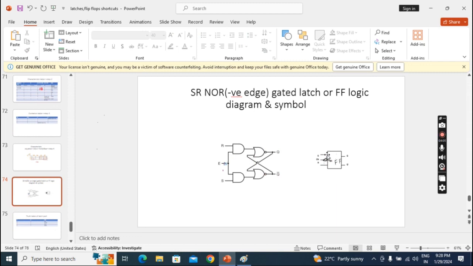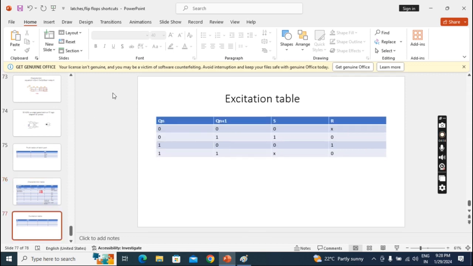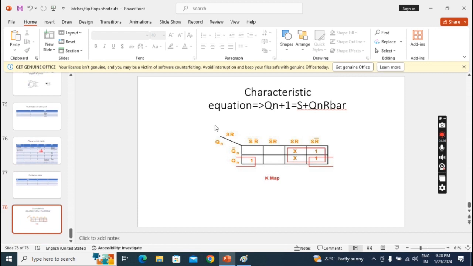So here a circle will come and here an inverter will come. Okay, latch part and this will be same as the negative NAND. Remaining okay, completed.